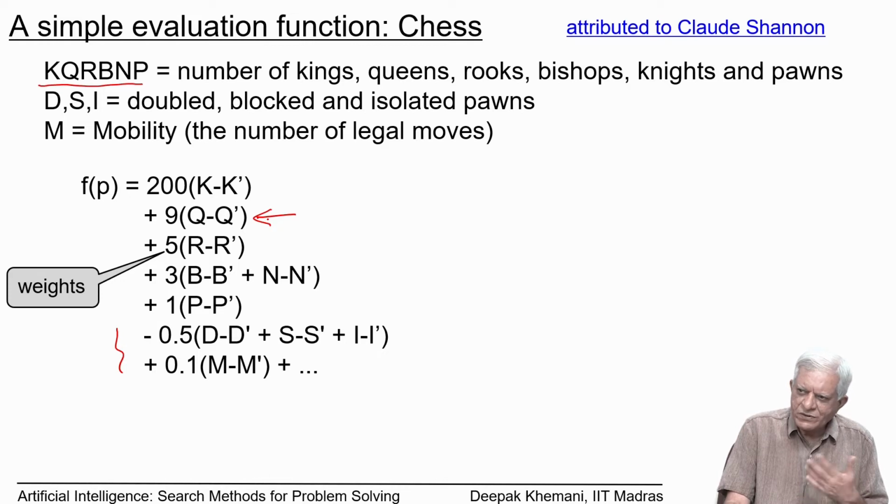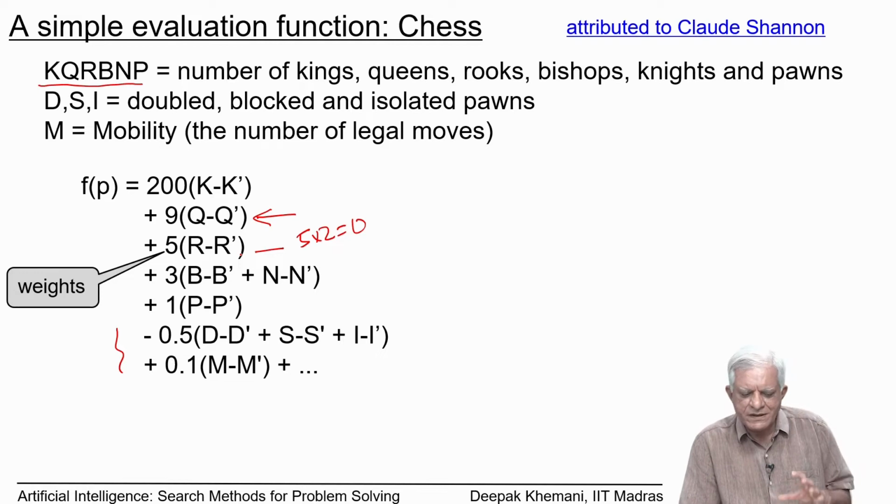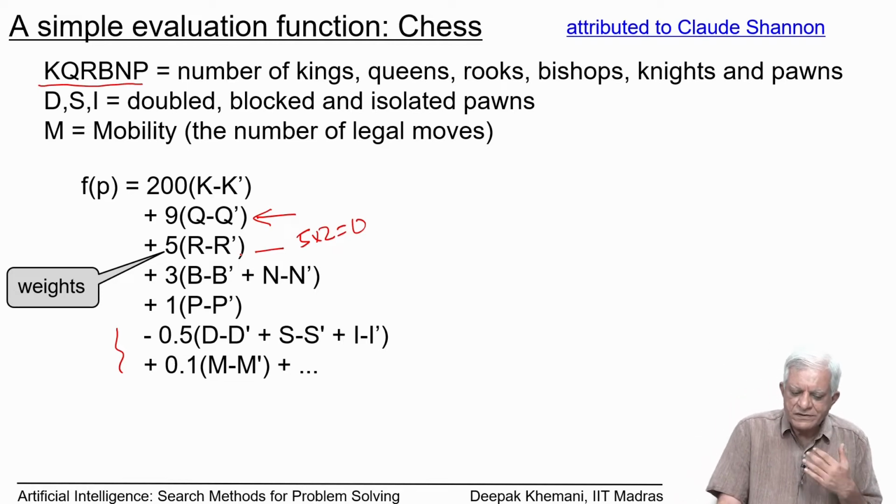If I have a queen and you do not have a queen, then I will add 9 to my evaluation function because you can have only one queen, but rooks you can have 2. So, you can have 2 rooks and the opponent can have 0 rooks. If that is the case, then you will get 5 into 2 is equal to 10 points for counting the rooks. So, this is the material part, do I have a queen and you do not have a queen and so on and so forth.